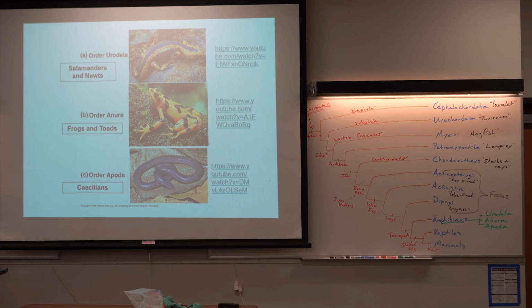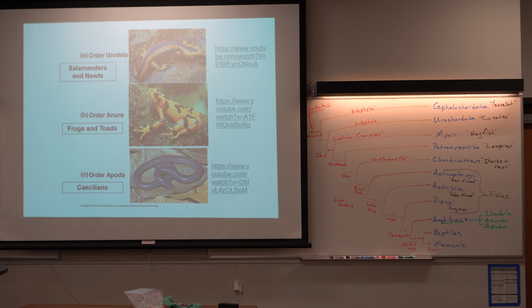And then in the order Apoda, they've lost their legs altogether. They're burrowing under the ground. So they lost their legs, they've also lost their eyes. If we go back to the previous slide, this is the last slide, but if I go back, you can see characteristics that all amphibian groups have in common.